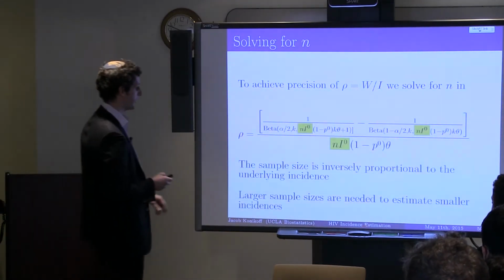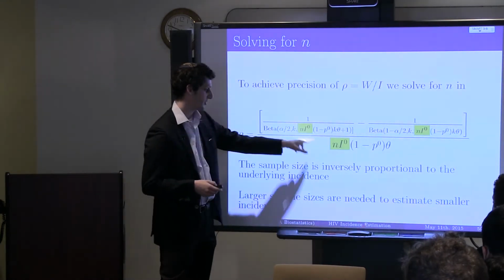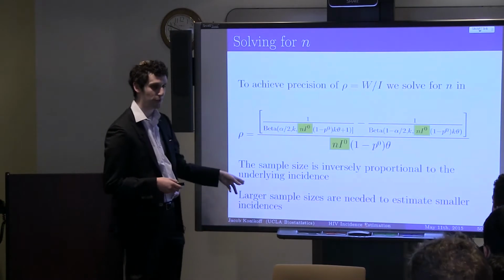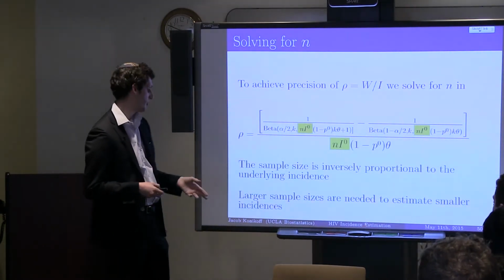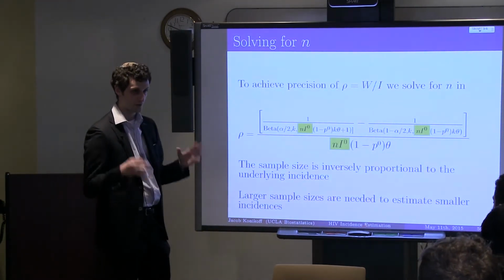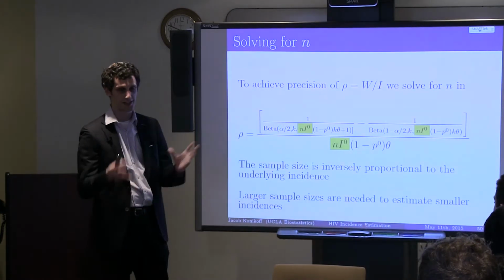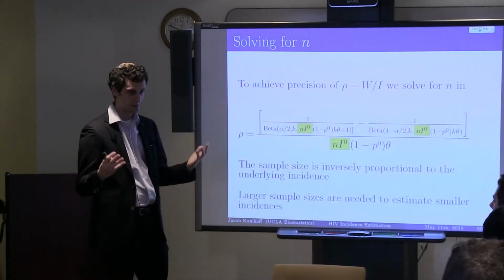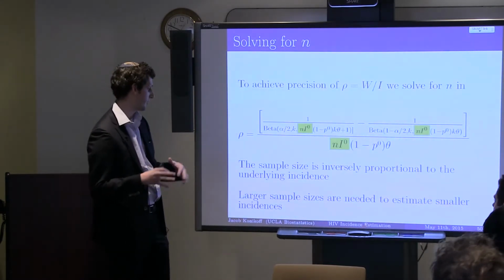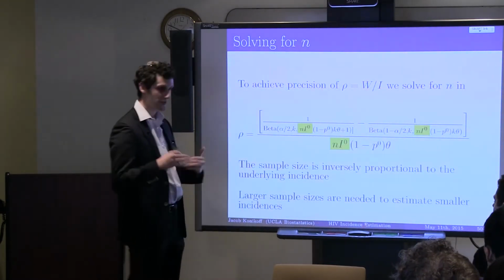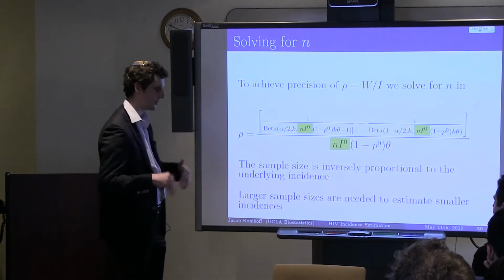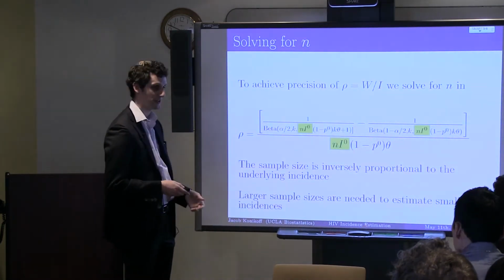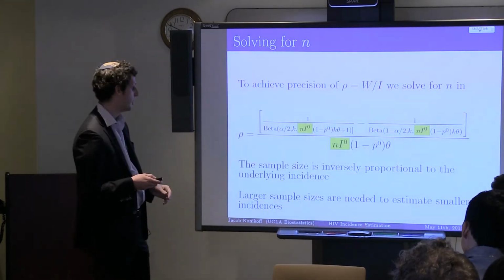The only thing I want to point out here is that everywhere in this formula where there's a sample size, it's being multiplied by the underlying incidence, which means that the sample size is inversely proportional to the underlying incidence, which quantifies directly that concept I said at the very beginning: if the incidence is smaller, you need more people. If the incidence is higher, you need fewer people. And it turns out that relationship is exactly inversely proportional.